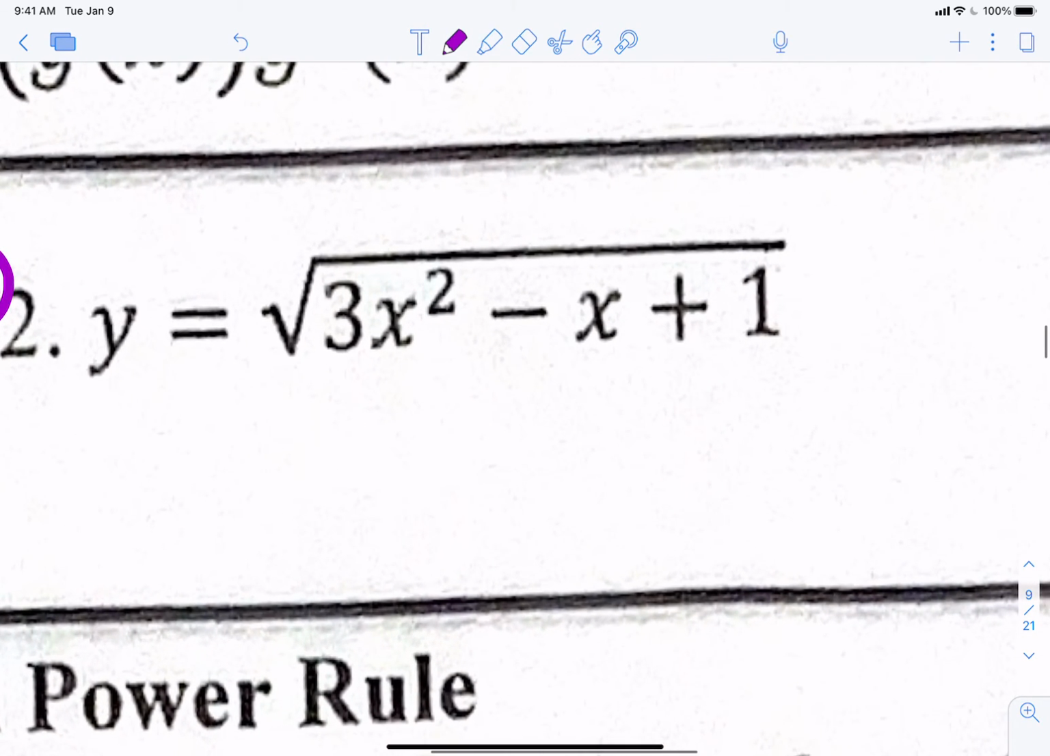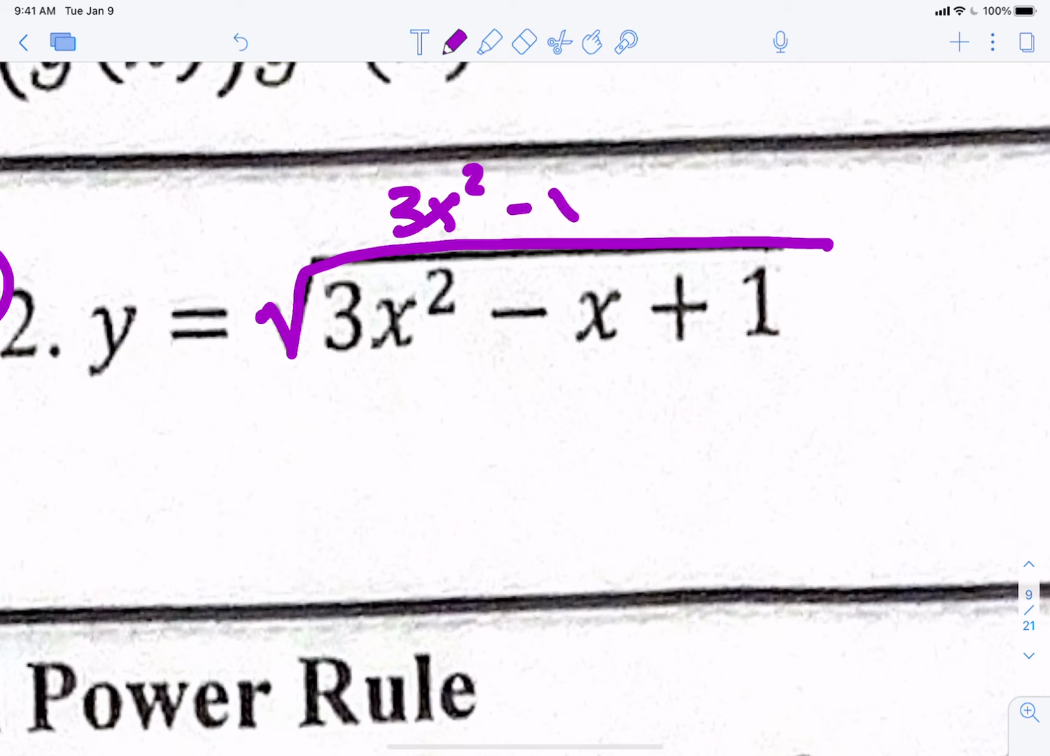Before we take the derivative, we have to rewrite these. This bar right here, I can't take the derivative of a bar. It really is like saying 3x squared minus x plus 1 to the 1/2 power. That's what the bar means. So I'm going to change it to look like an exponent, and now I'm going to take the derivative. Are we good so far?